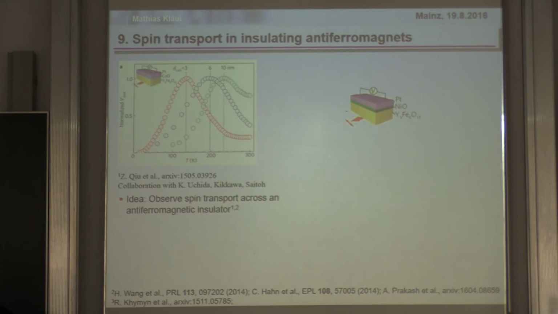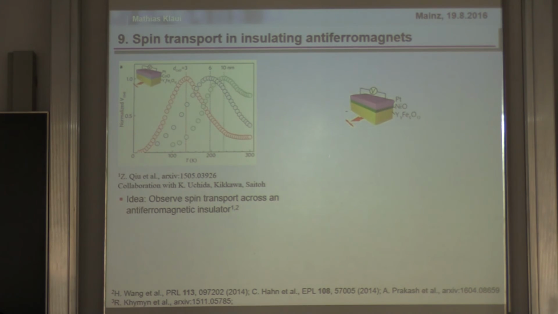And now, finally, a little bit about spin transport in insulating antiferromagnets. There was a lot of excitement about some results that showed that if you put an antiferromagnet in between your YIG and the platinum, you can actually enhance the signal. And if you measure the temperature dependence, people have seen that depending on the thickness of the antiferromagnet, the peak in the signal occurs at a different temperature. And this temperature always looks to be roughly the Néel temperature.